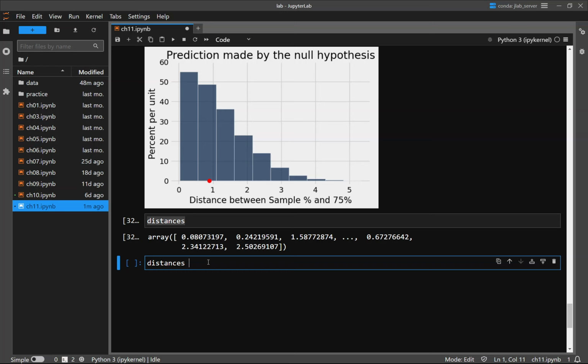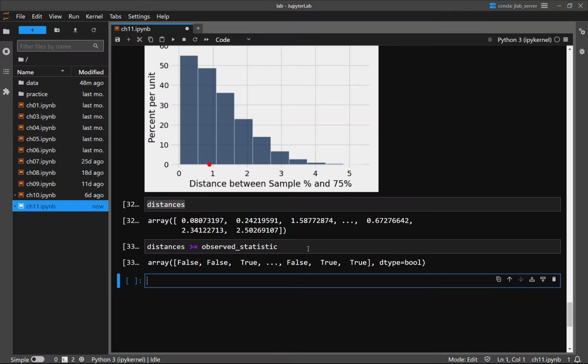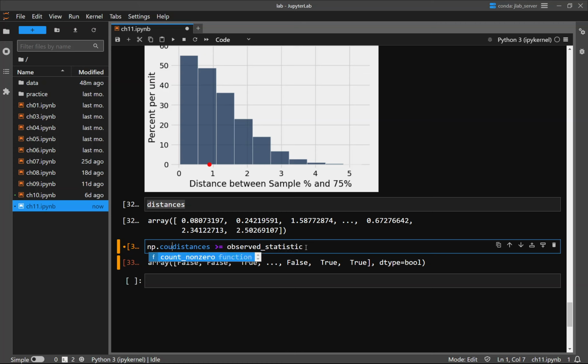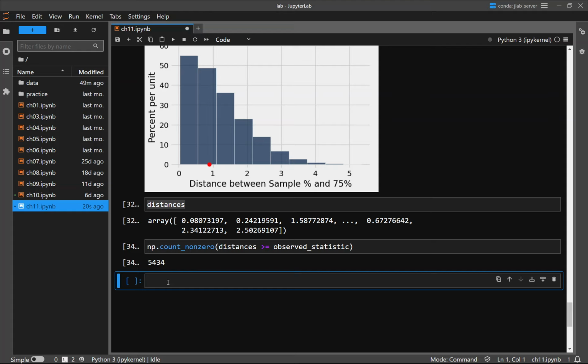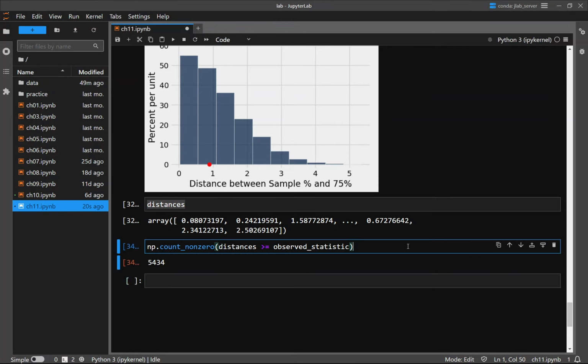How often was distances that, or I guess bigger, right? You can go in either direction. How many times was it here or even farther away? Distances greater than or equal to observed statistic. That's a bunch of falses and trues. We can count how many times with np.count_nonzero. Count how many times it was this much or even bigger. How often was that the case in our simulation? So 5,4,3,4 out of how many repetitions we did, which was 10,000. So we can divide by repetitions to get a percentage.